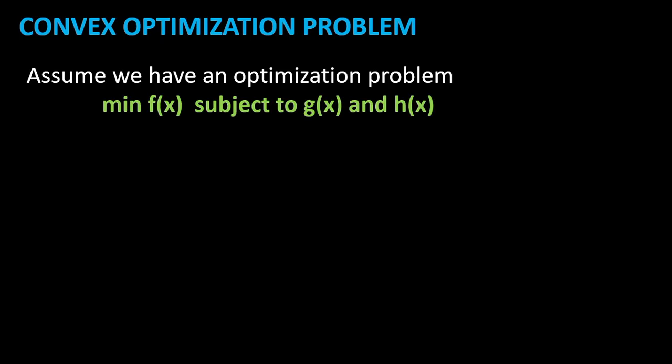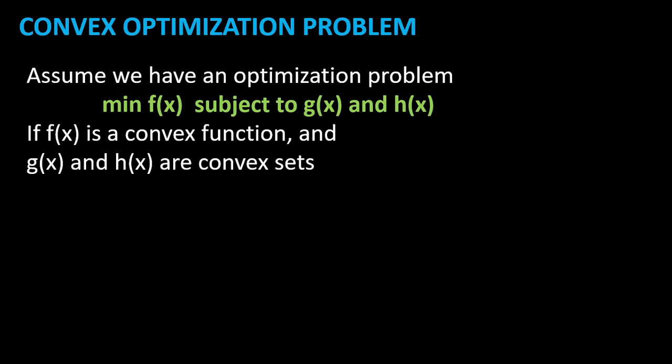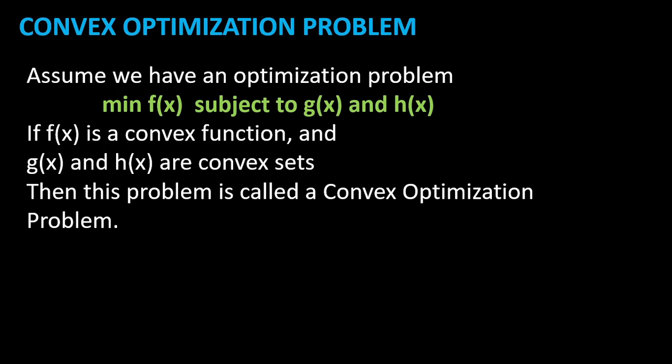assume the problem like minimize the function f of x subject to the constraints g of x and h of x. Okay. And if the function f of x is convex, and the constraints are convex sets, then we can call it as a convex optimization problem.